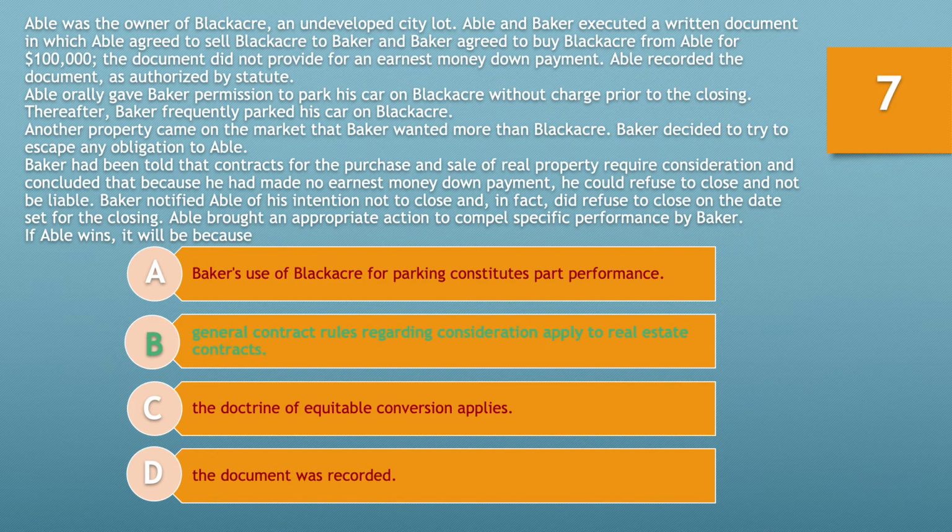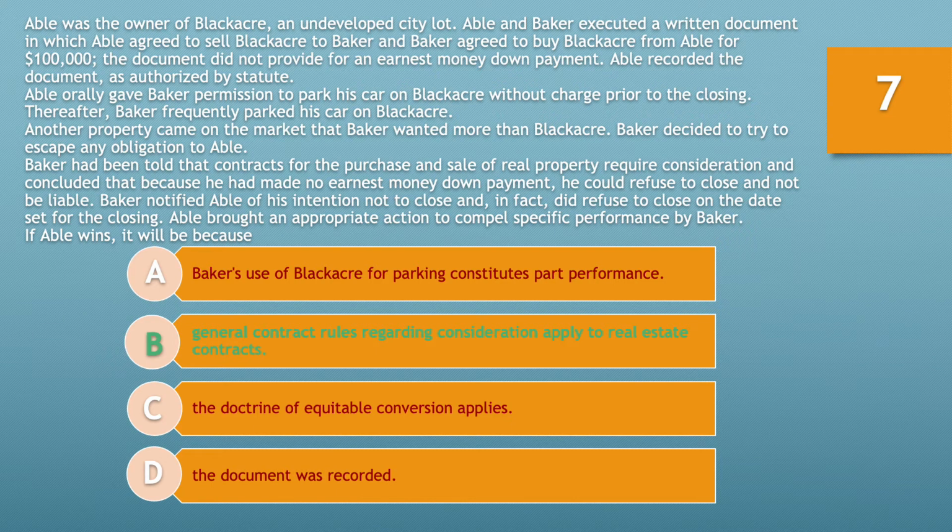Correct best answer would be B. General contract rules regarding consideration apply to real estate contracts. The rule is that a valid contract requires an offer that is accepted and supported by consideration. Consideration is the bargained-for exchange of something of value. In this case, the facts clearly raise the issue of consideration, but the contract between Abel and Baker clearly has valid consideration. So Abel would win for this reason.